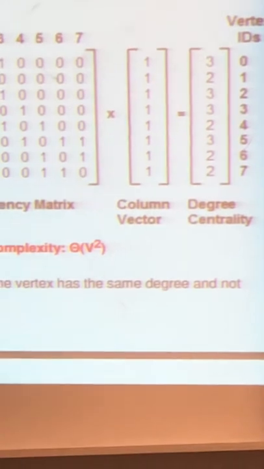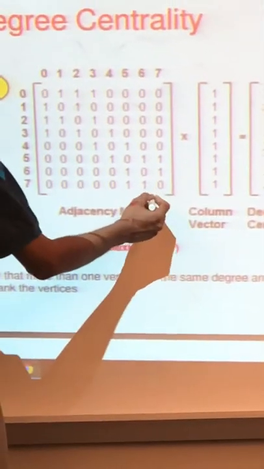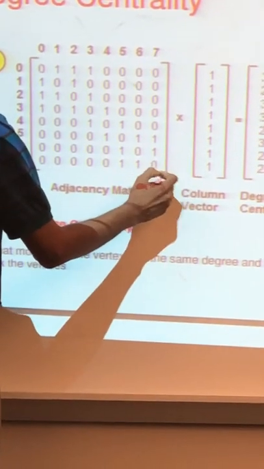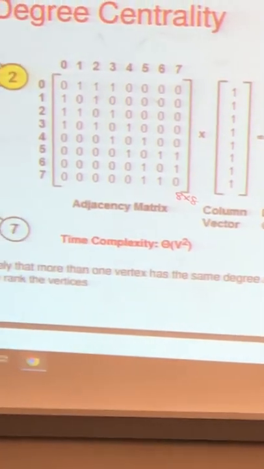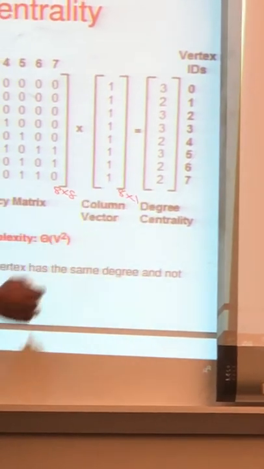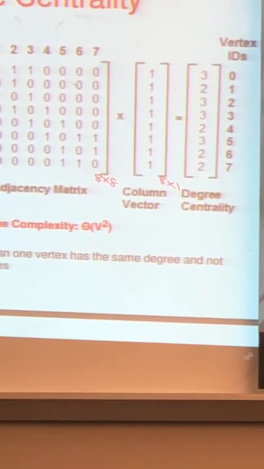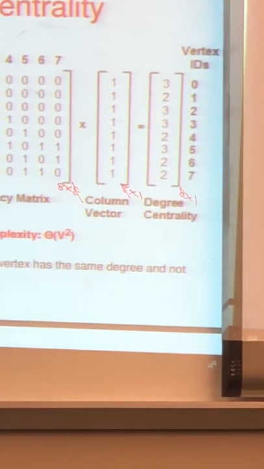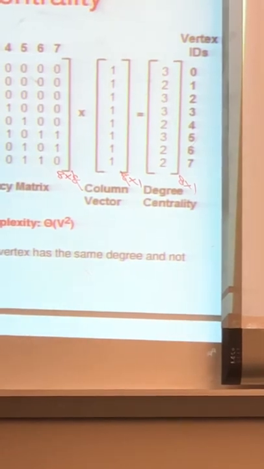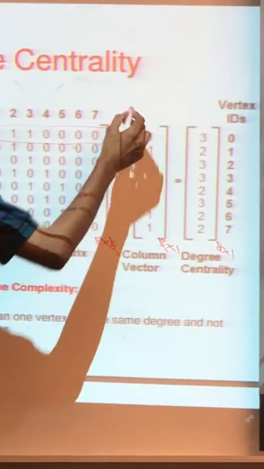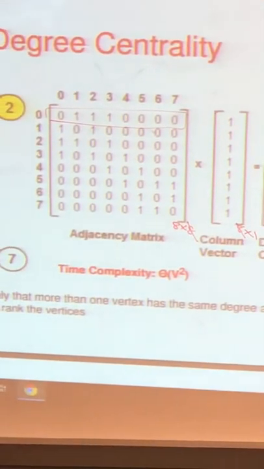So you all know how to do matrix multiplication, right? This is an 8 by 8 matrix, where 8 is the number of vertices in this graph, 0 through 7. And this is a column vector, 8 rows, 1 column. So the product of these two is also going to be a column vector, which is 8 by 1. To get the entries, you multiply each row with this column. So it's a term by term multiplication.